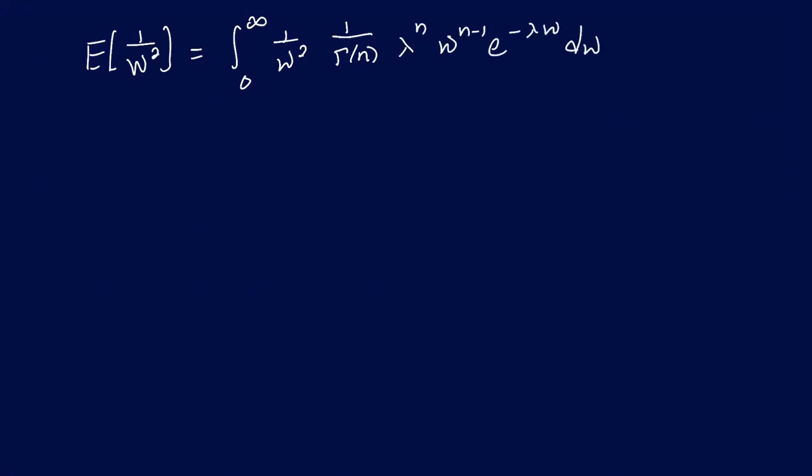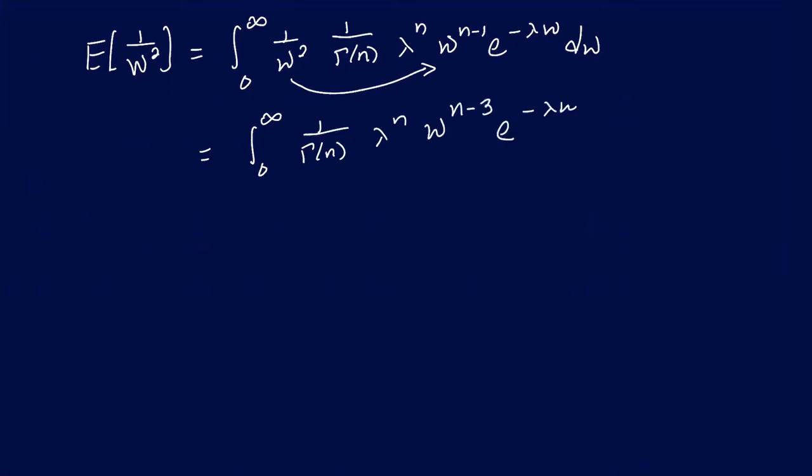The expected value of 1 over W squared is very similar. W still has this gamma n comma lambda distribution. This is going to be the integral 0 to infinity of 1 over W squared times that gamma n lambda PDF. So I'm going to combine the W's. And then if we look at the parts of this with a W in it, this looks like a gamma n minus 2 lambda PDF.